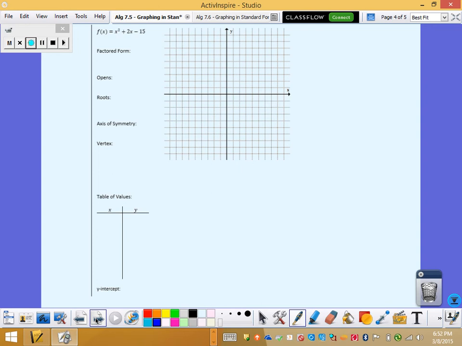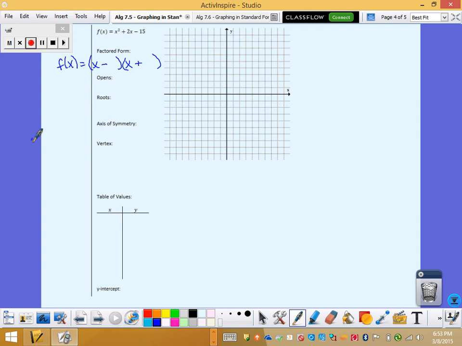Okay, so we have a quadratic equation written in standard form. I need to write it in factored form. So I'm just going to go ahead and factor what I've given you here. Draw my parentheses, write my 2 x's. Okay, middle sign is positive, last sign is negative, so I know I'm going to have opposite signs. I'll just do a minus and a plus.